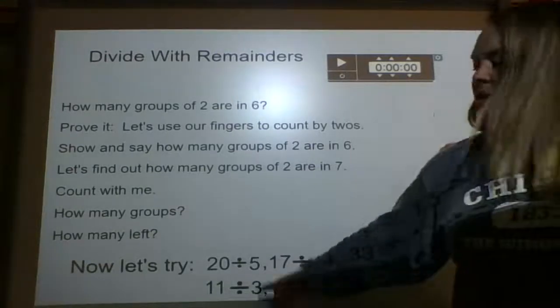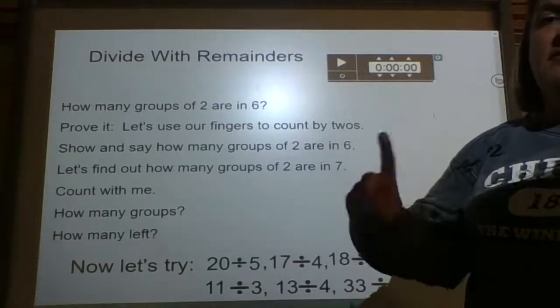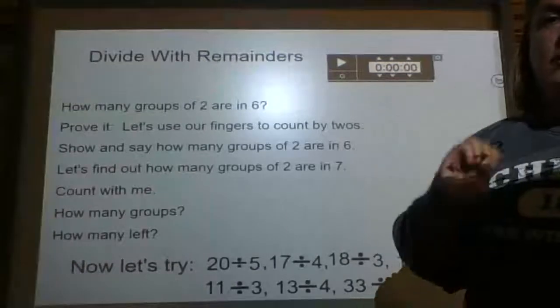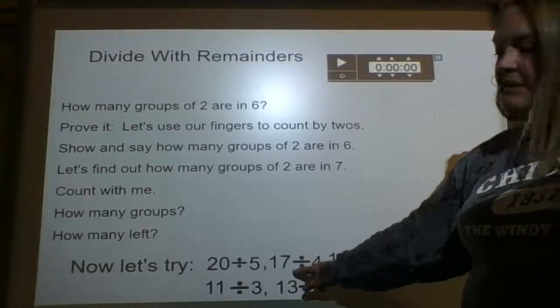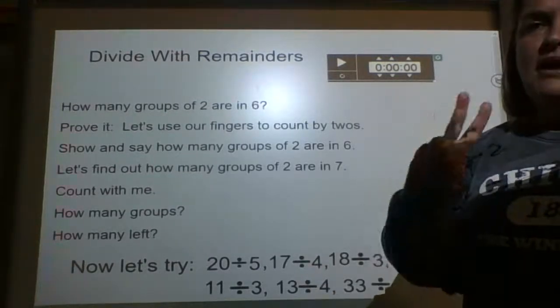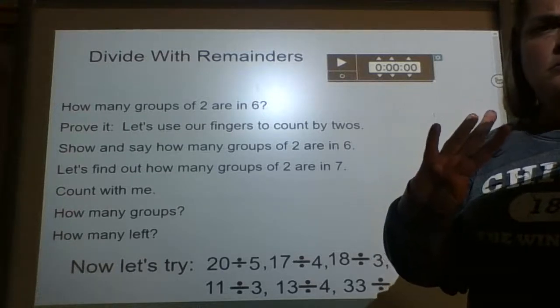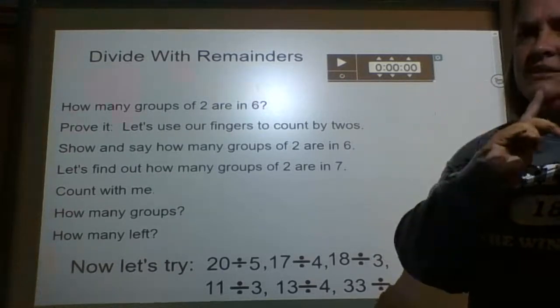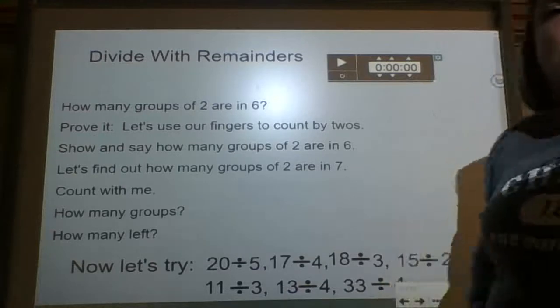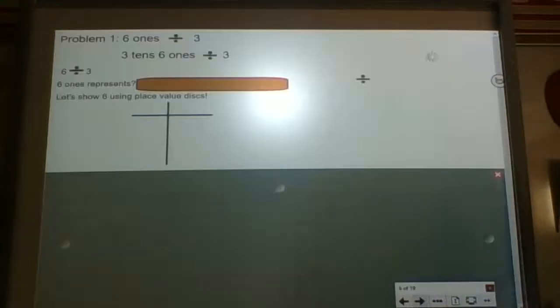So 3, remainder 1. Awesome. Let's try 20 and 5. Here we go. Skip count by 5 to 20. 5, 10, 15, 20. Oh, 4 groups of 5 in 20. Ooh, 4 and 17. Let's skip count by the 4. 4, 8, 12, 16. I got 4, but I'm at 16, so I'm 1 away from 17, so 4, remainder 1. All right, let's get on with our lesson today.